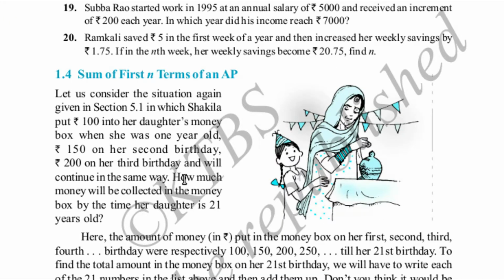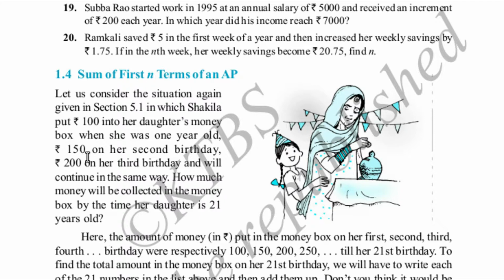Now let us see the example given in the textbook. Here Shakila put 100 rupees into her daughter's money box when she was 1 year old. Then 150 on her second birthday. Then 200 on her third birthday. Here you can notice a pattern. First year Shakila put 100 rupees into her daughter's money box. In the second year she put 150 rupees. And in the third year she put 200 rupees.